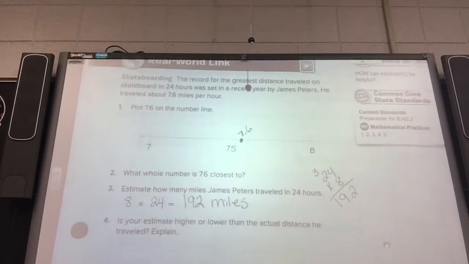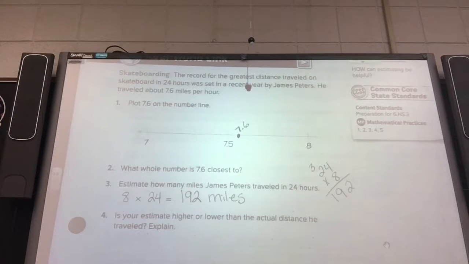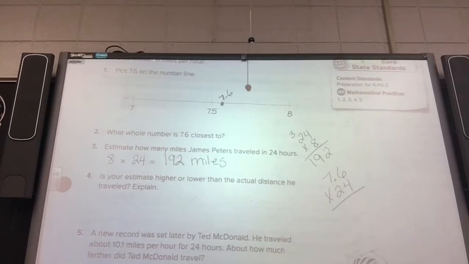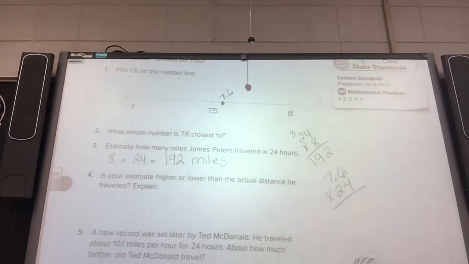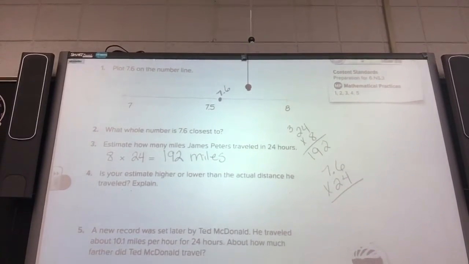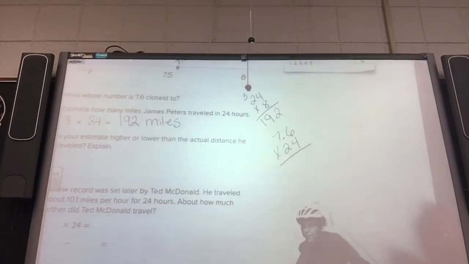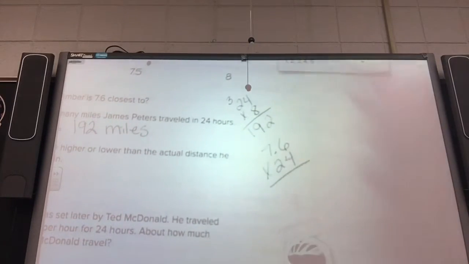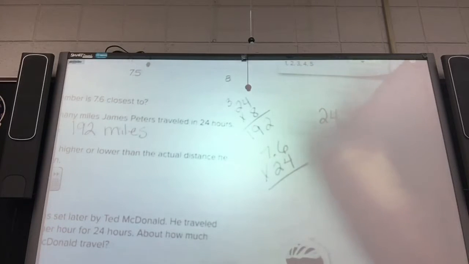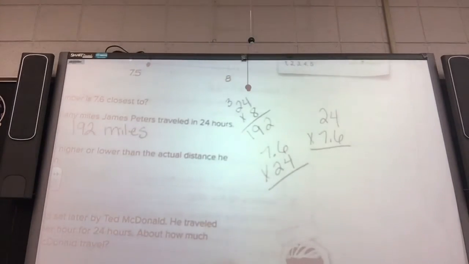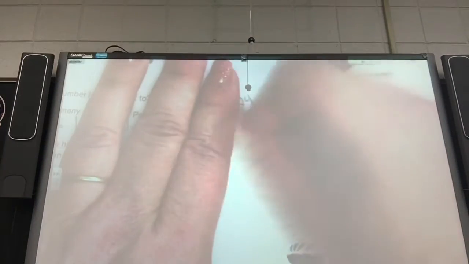Is your estimate higher or lower than the actual distance traveled? Well, if we want to do the actual, we are going to take the actual 7.6 times 24 hours. Now, if your multiplication skills are not the greatest, don't worry, because we're going to go over this together. Actually, I'm going to rewrite this and scoot in a little bit so you can see a little better. So 24 times 7.6. I'm going to write it this way, straight up and down, so you can see it better.